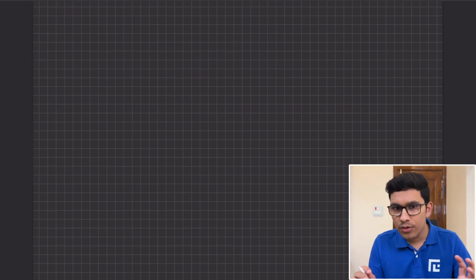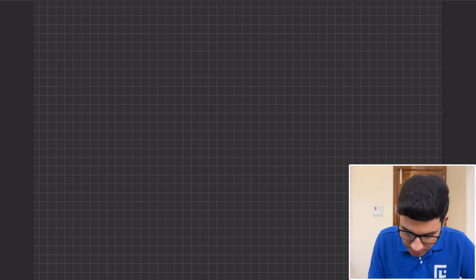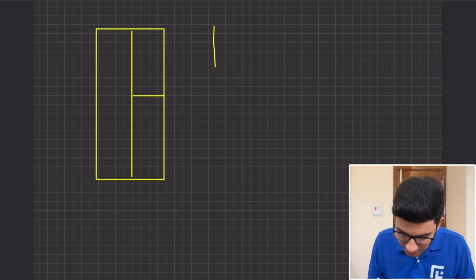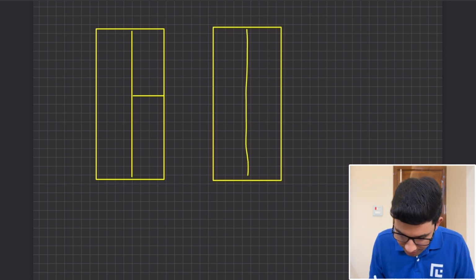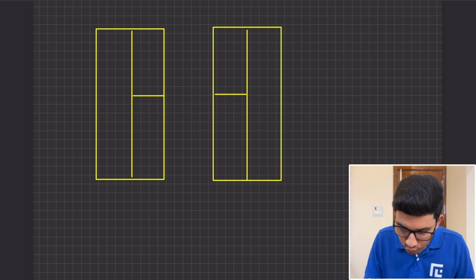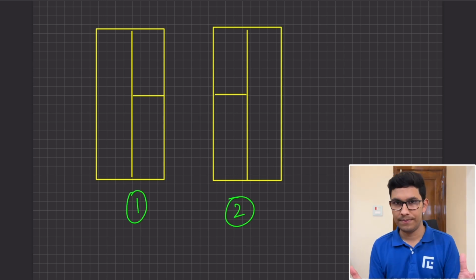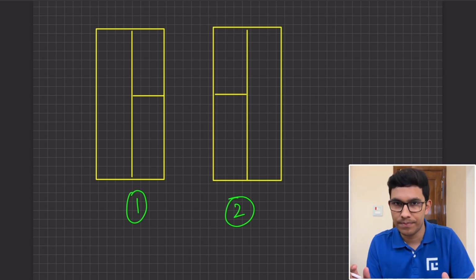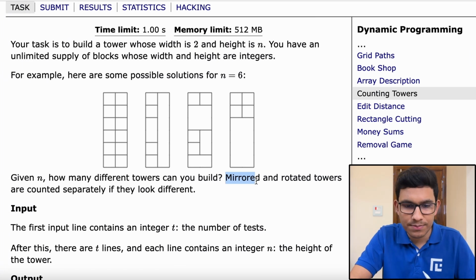So let's try to understand what they really mean by the statement that mirrored and rotated towers have to be counted differently. Let's suppose this is one of the towers. Now let's suppose we have the same tower but mirrored. This is how it's going to look when it's mirrored. So what they're saying is that this is 1 and this is 2, they have to be counted differently. They cannot be counted as the same tower, right? That is the main thing that is given in this problem statement. Okay, let's further read this problem statement.